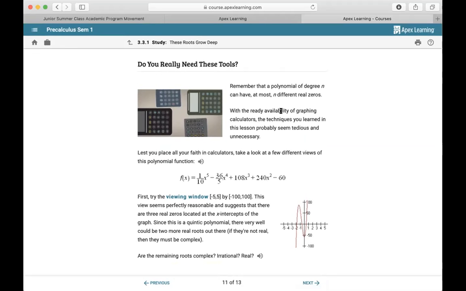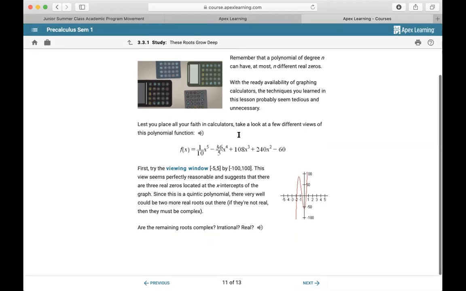Remembering that for a polynomial of degree n, it can have at most n different real zeros. We talked about how it can have n-1 turns. This might be looking at changing the viewing window, which means where you're looking at on your graph. Because if you've got to deal with an x value that's super, super far away, like maybe -100, you might want to change your window so that you can see it.